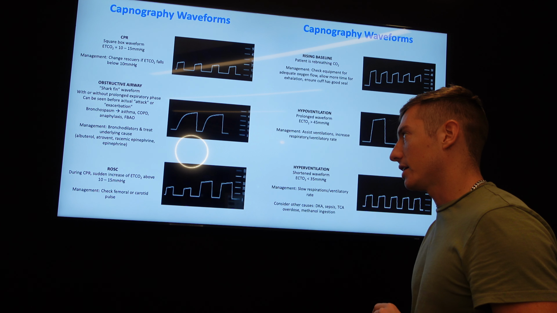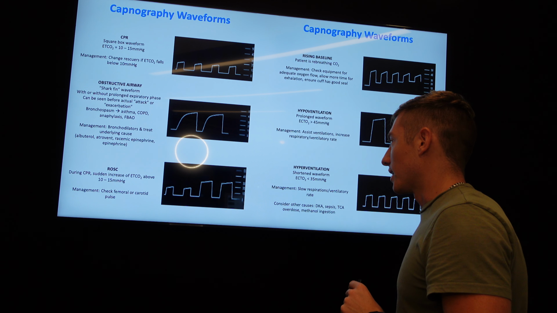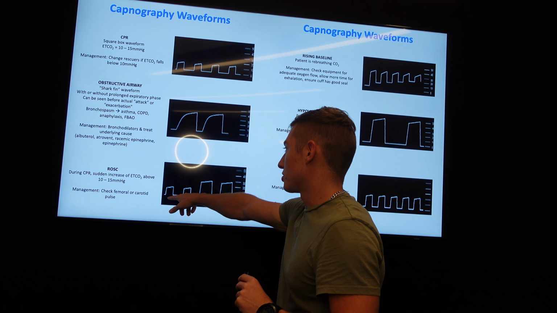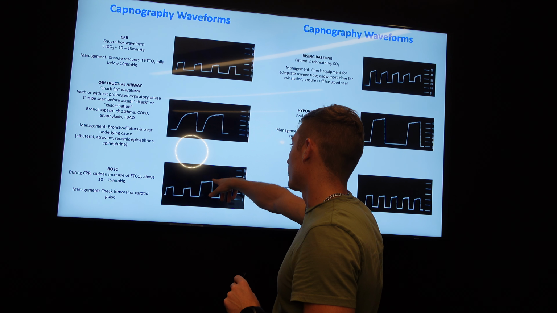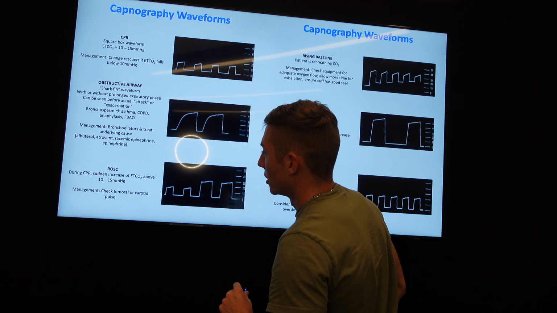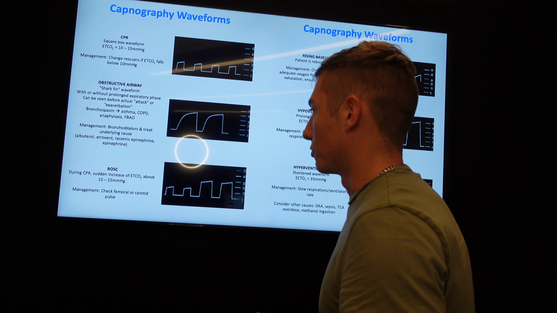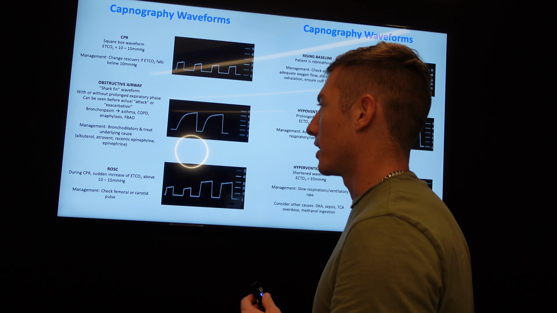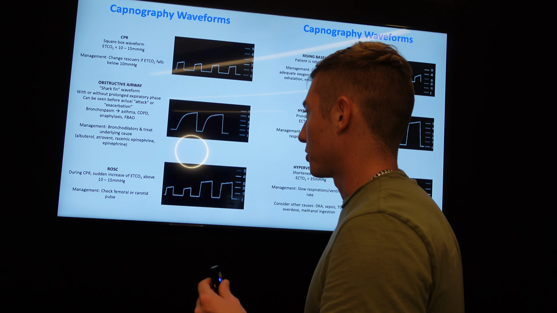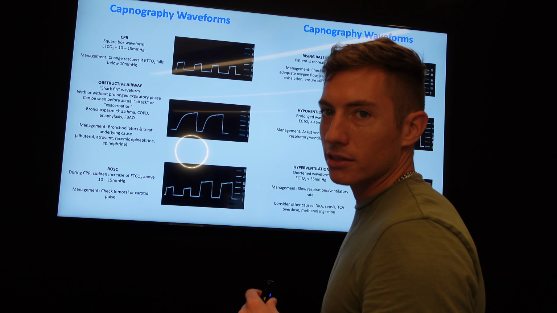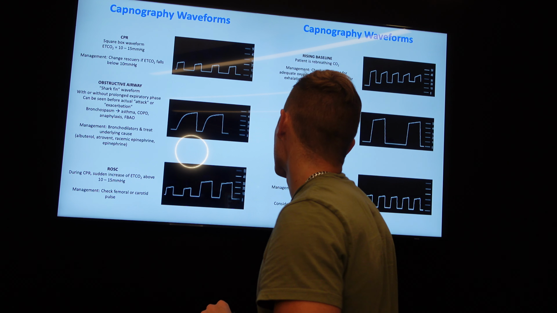ROSC, return of spontaneous circulation. So that's what this looks like. It starts out smaller, and now we're getting back to within normal range. We want to make sure we check the femoral and carotid pulse whenever we're managing this. This will happen during CPR as a sudden increase in our EtCO2.